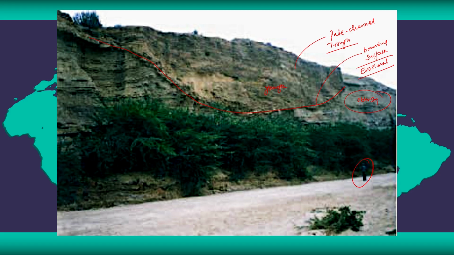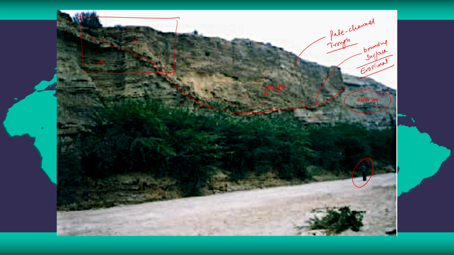But if you study, in isolation, for example this portion only, then you will gather that there is a contact here, where you have the older sequence here and the younger sequence there. Now this can be interpreted, or mistaken, as a fault.